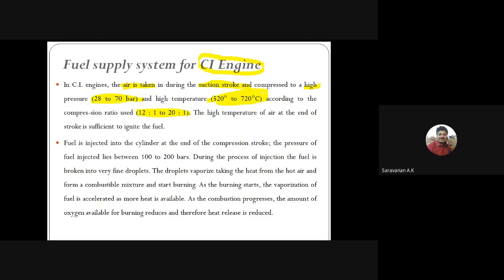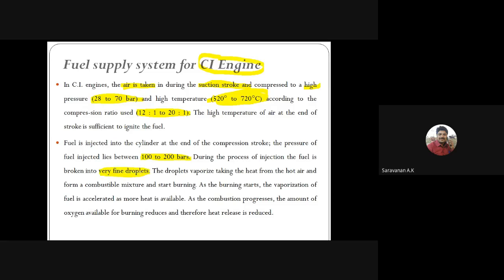The fuel is injected into the cylinder at the end of the compression stroke. The fuel will be sprayed at a particular pressure, ranging from 100 bar to 200 bar, right? The fuel is sprayed through the fuel injector at a pressure of 100 to 200 bar. During this injection process, the fuel is broken into very small, fine droplets, right?